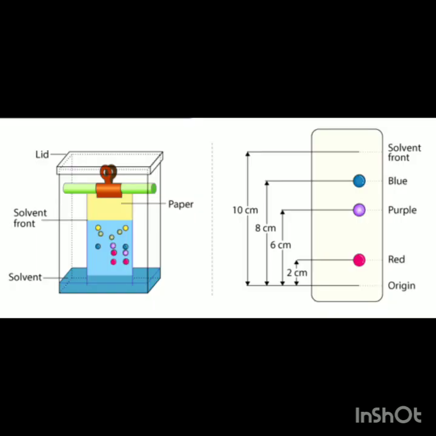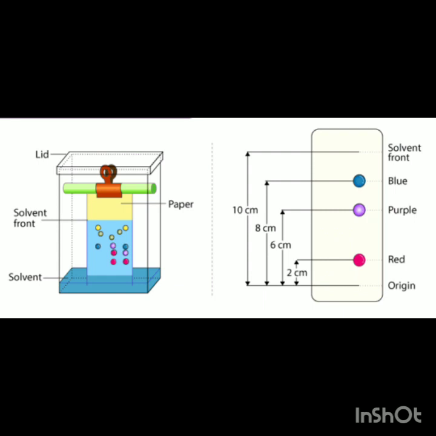This separation is based on the fact that two or more substances are soluble in the same solvent, but the rate of their solubilities may be different. Some of the solute particles are more soluble than others. For example, black ink contains a number of dyes dissolved in water. These dyes have different solubilities in water. This principle is used to separate the different color components present in the black ink.